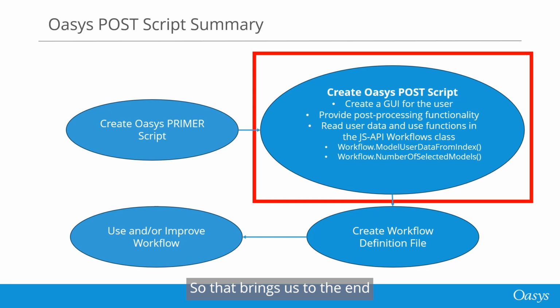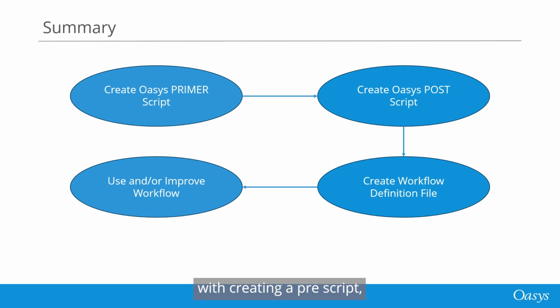So that brings us to the end of the webinar on how to create your workflow. Remember to start with creating a pre-script, then a PostScript, then create the workflow definition file. Start simple and build from there to add new features to make your workflow more advanced, including things like making your workflow work with multiple models. To finish, it is worth noting that if you want to, you could create the workflow definition file first and link it to an empty pre and post script, and then build up those empty scripts from there. Some people prefer that method.